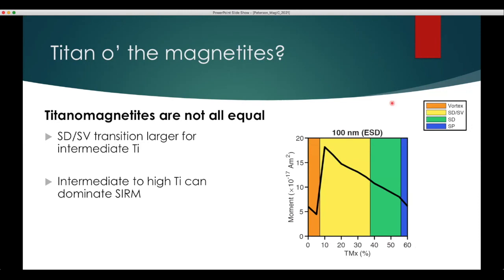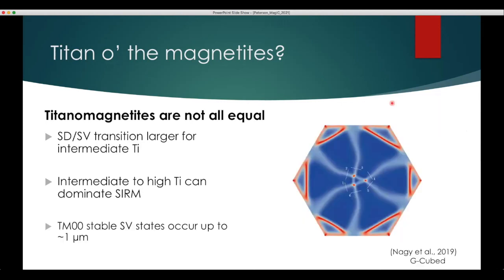This also comes with a caveat that these unstable carriers might actually contribute quite substantially to some magnetic remanences, in particular SIRM, but they may not be so substantial if we look at other low field remanences, and that's something that needs to be looked at in detail.